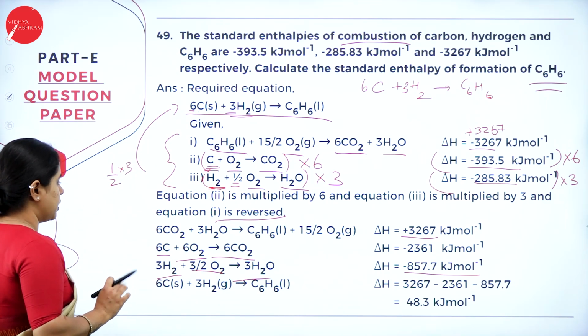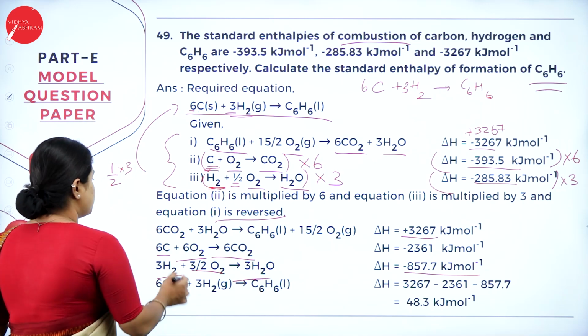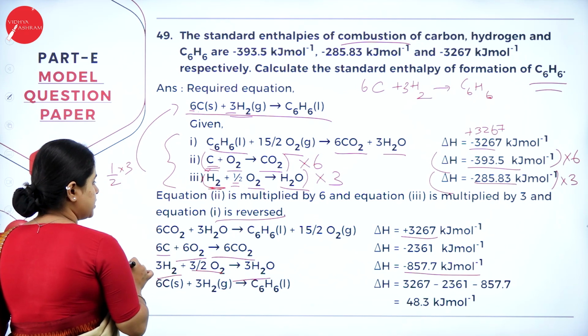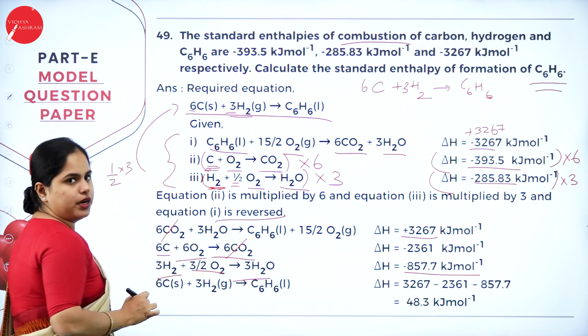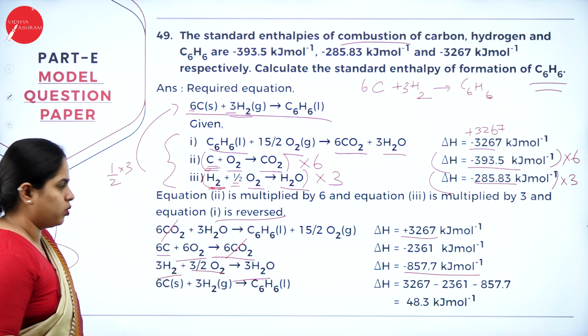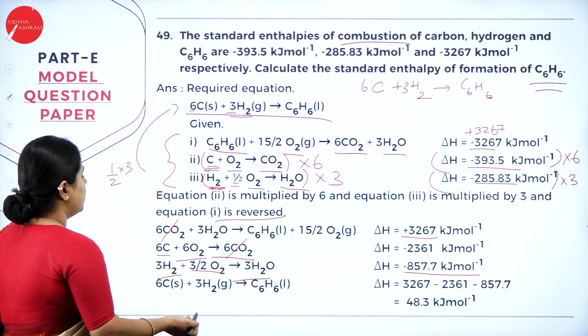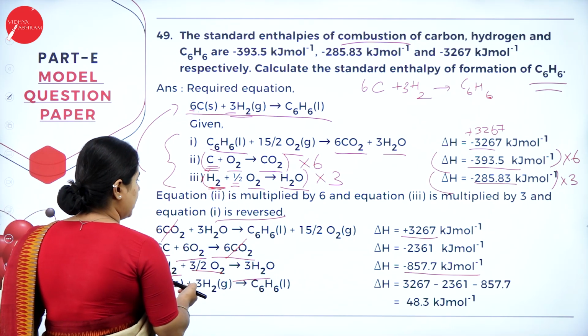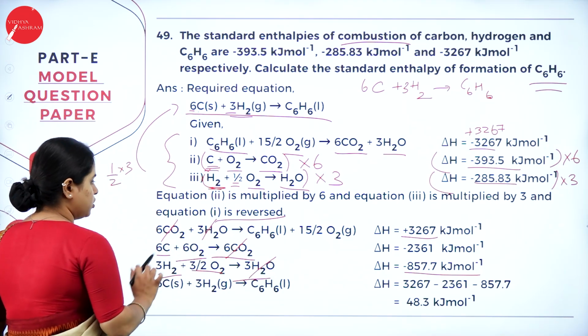So now what is the next step? If you add all these three, are you going to get this? We are going to see. So you have 6 carbon dioxide here on the reactant side. On the product side also you have 6 carbon dioxide. So you can cancel these out. It is there in the reactant side and product side, so it cancels out. Now you have 3H2O on the reactant side. Do you have 3H2O on the product side? Yes. So that also cancels out.